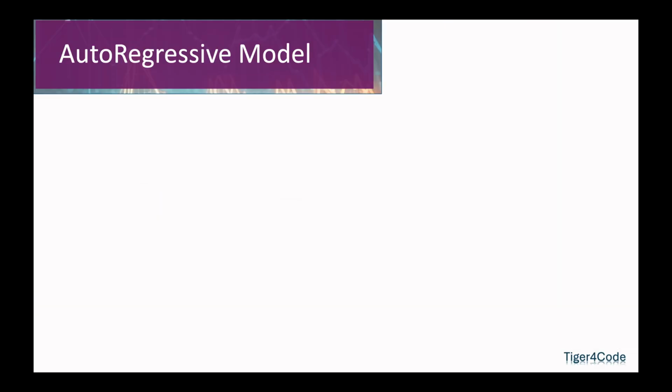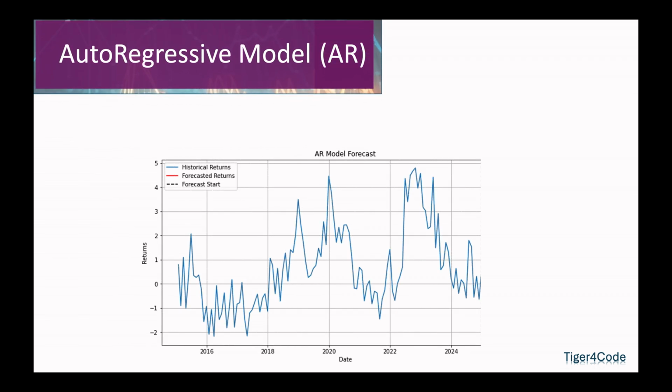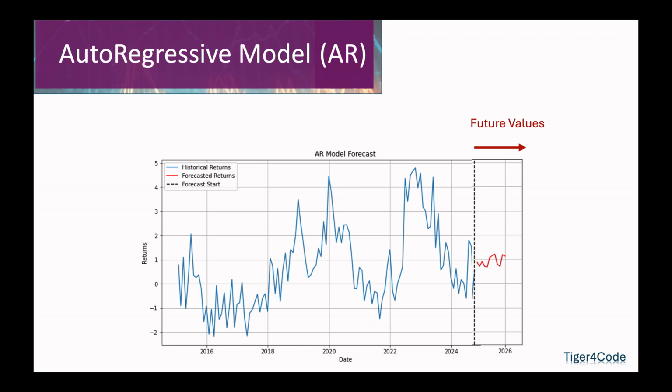Let us get started. An autoregressive model, or simply AR, is a time series forecasting method where future values are predicted based on a linear combination of past values. That's how the model got its name. It predicts future values based on the regression of past or auto values.